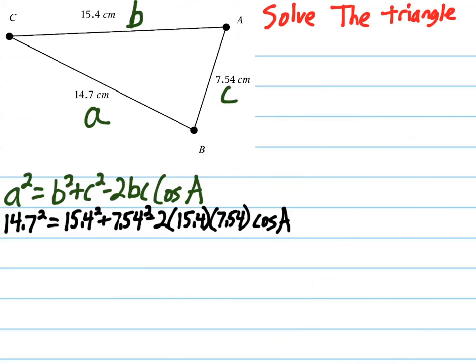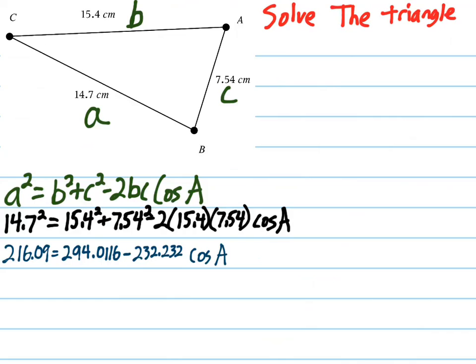I'm going to clean this one up just like I did last problem. On the left side, I'm going to do the 14.7 squared first. And then I'm going to put the 15.4 squared plus the 7.54 squared in my calculator, hit enter. It gave me 294.0116. Then I brought down my minus sign. I went ahead and did 2 times 15.4 times 7.54. And I got 232.232. And then just bring down my cosine of A.